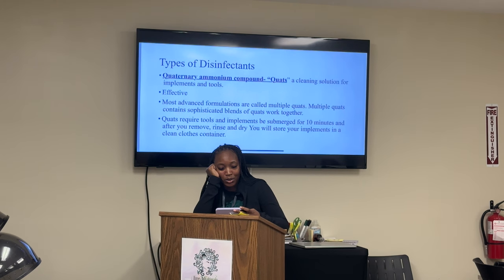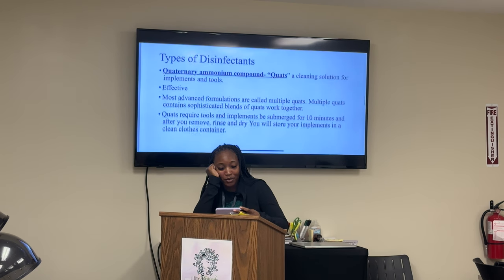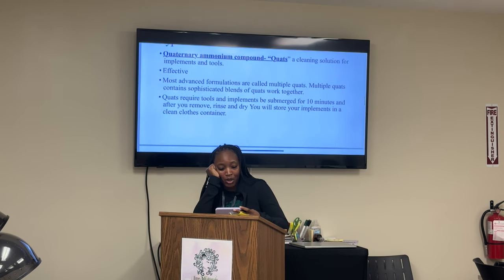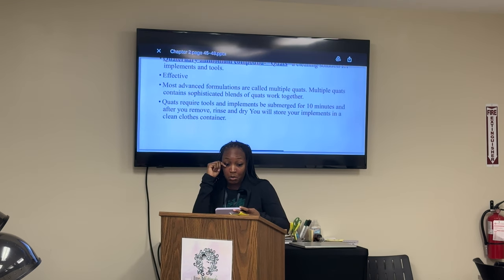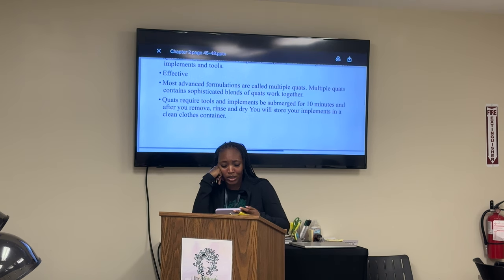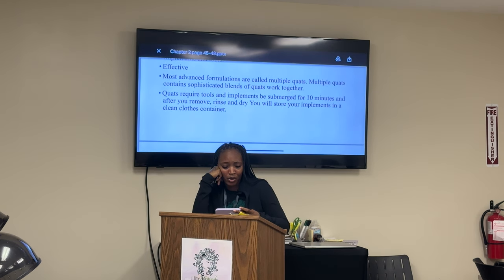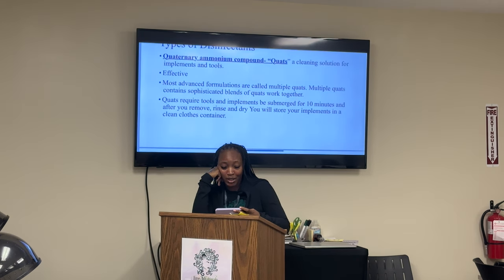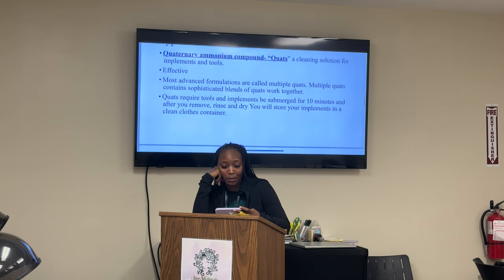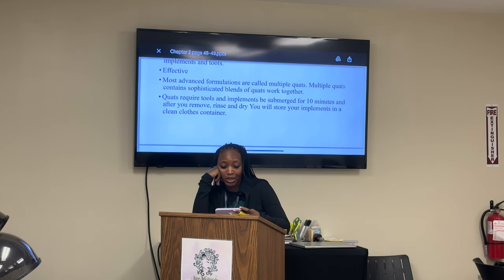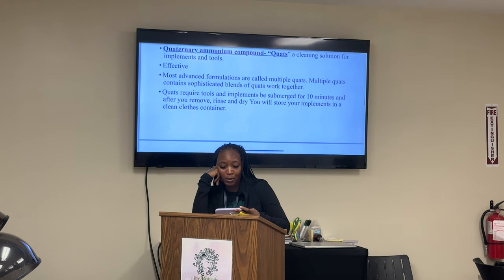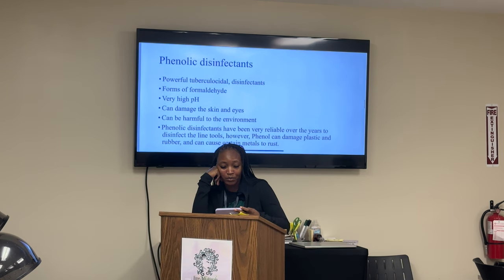Quaternary ammonium compounds, known as quats, are a cleaning solution for implements and tools. They are very effective. There is one that is a more advanced formula, also called multiple quats. Multiple quats contain sophisticated blends of quats that work together. Quats require tools and implements be submerged for 10 minutes, and after you remove them, you rinse and dry. You will store your implements in a clean, closed container.